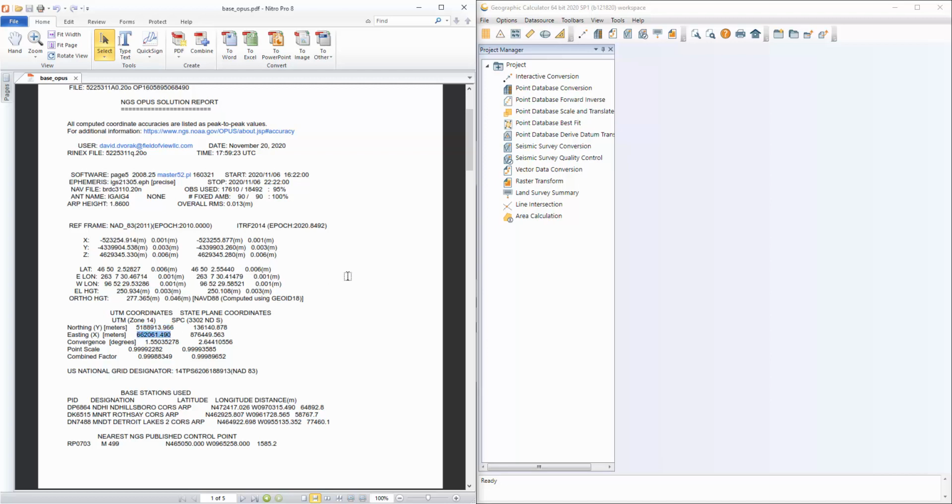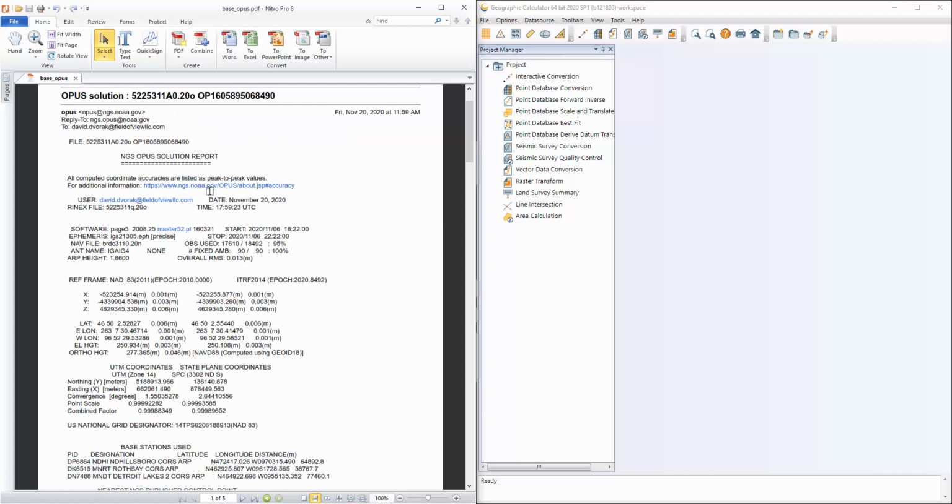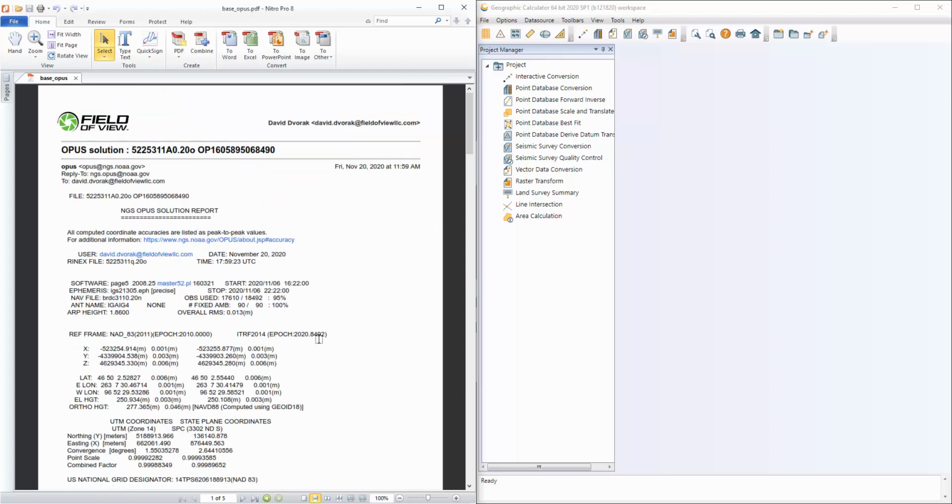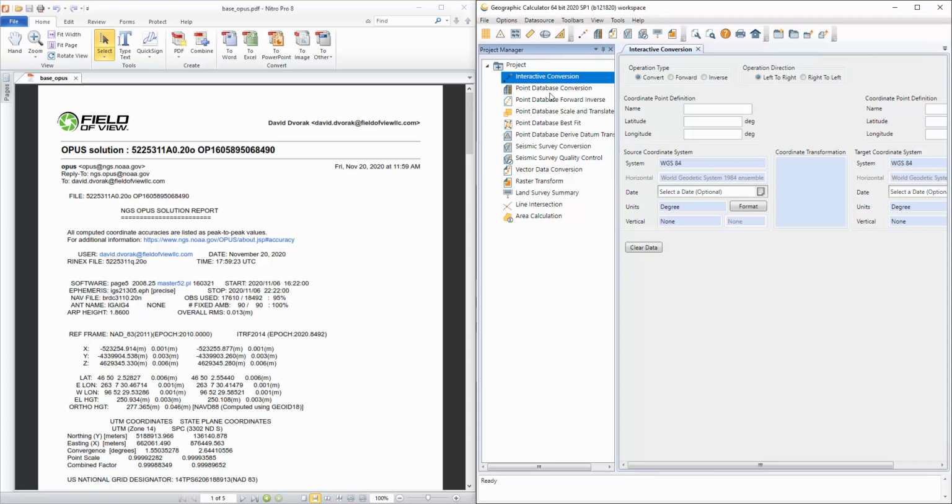So in this example, we're going to pretend that we have the coordinates of a point in ITRF 2014, and we want to get them into NAD83. And then we're going to use this report to check how accurate that conversion process was. So we're using this as a source of truth data more than anything. So if we go over to Blue Marble's Geographic Calculator and click on Interactive Conversion, this allows us to convert one point at a time.